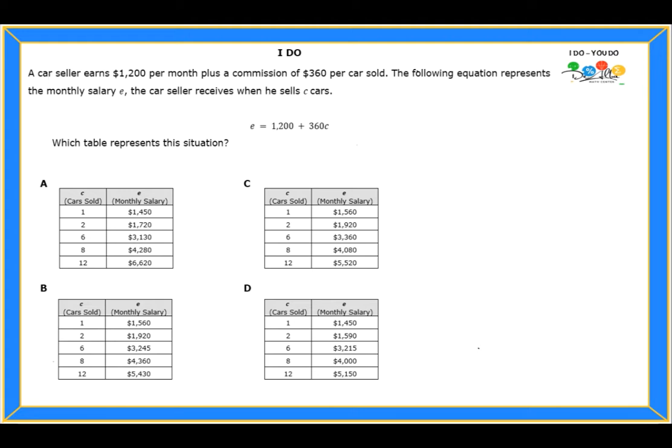And it says, a car seller earns $1,200 per month plus a commission of $360 per car sold. The following equation represents the monthly salary E that car seller receives when he sells C cars. Okay, so we have some information about a car seller, right? And the equation that is given to you looks pretty much like a slope-intercept form.